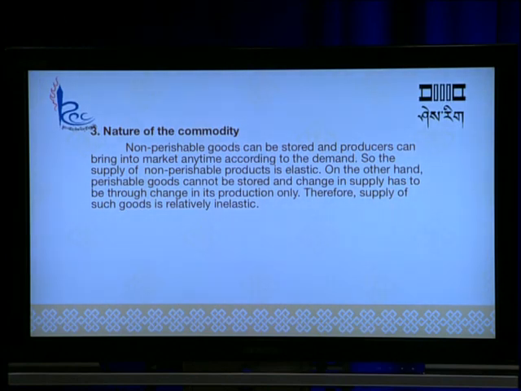Okay, the third factor is the nature of the commodity. The nature of the commodity is another important factor that is going to determine the elasticity of supply. If you categorize the nature of the commodity into perishable and non-perishable goods. Non-perishable goods, such as consumer durable goods like television, laptop, mobile, since they can be stored, producers will be able to respond to the increase in the price that results from the increase in demand by running down their stocks. So, in case of non-perishable goods, supply is going to be elastic.